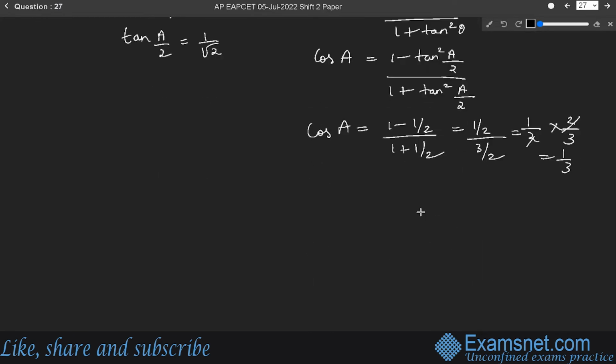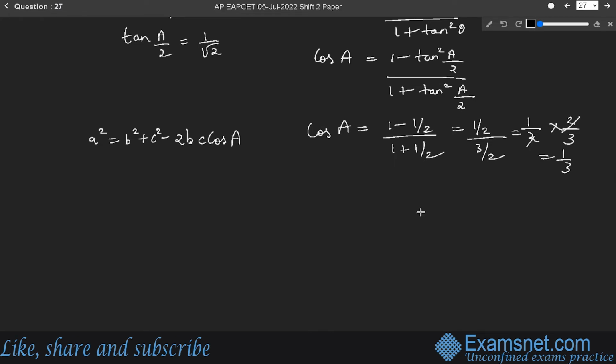Now, using the cosine rule, we know that A square is equal to B square plus C square minus 2BC into cos A. We have calculated the value for cos A. Cos A is equal to 1 upon 3.